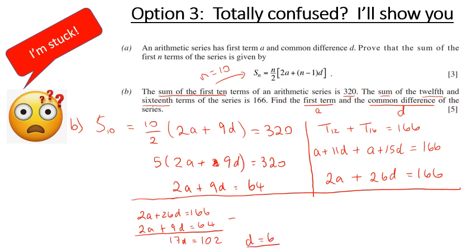My last thing then is to work out what a is. So I'll go back to one of the equations from earlier. I'll use 2a add 9d equals 64. And I'll just put in there what I know. So 9 times d, 9 times 6 is 54. And then if I solve that, I can find out what a is. So 64 take away 54 is 10, divide by the 2 and we get 5. So a is 5 and d is 6.